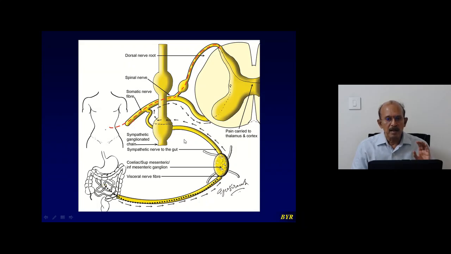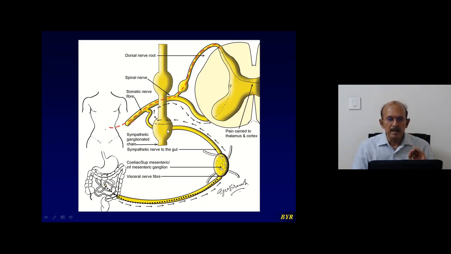From the 10th and 11th, nerve fibers come out and they form the lesser splanchnic nerve. From 12th, L1 and L2, there is one more nerve coming out that's called the least splanchnic nerve. So we have seen the greater splanchnic nerve, lesser splanchnic nerve, and least splanchnic nerve.